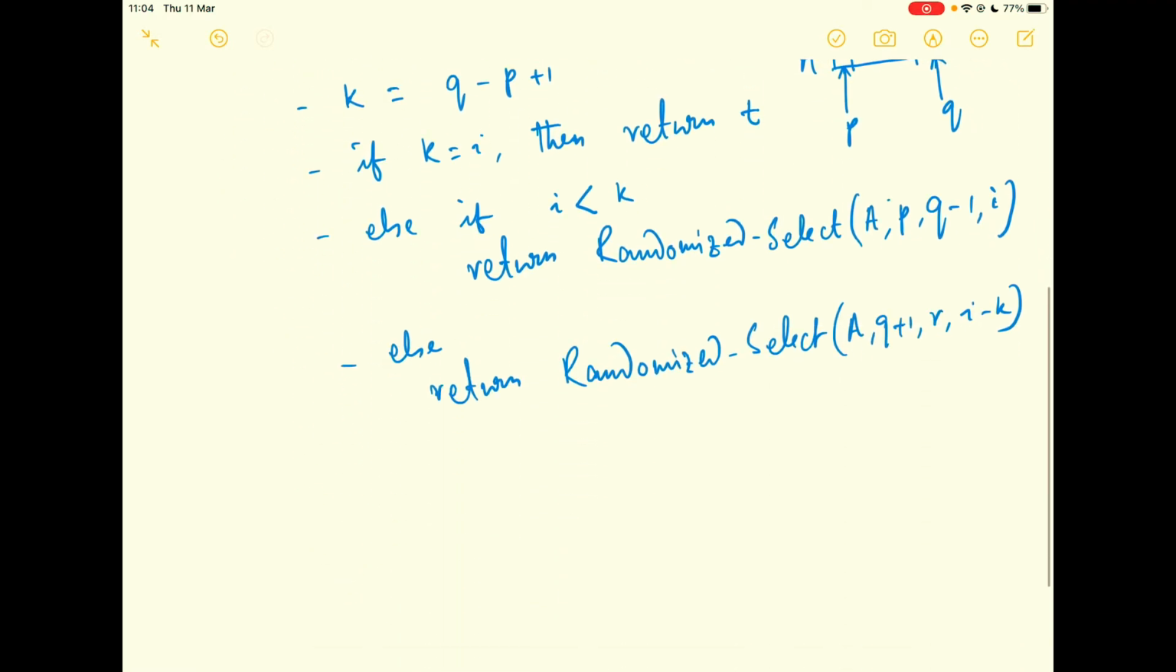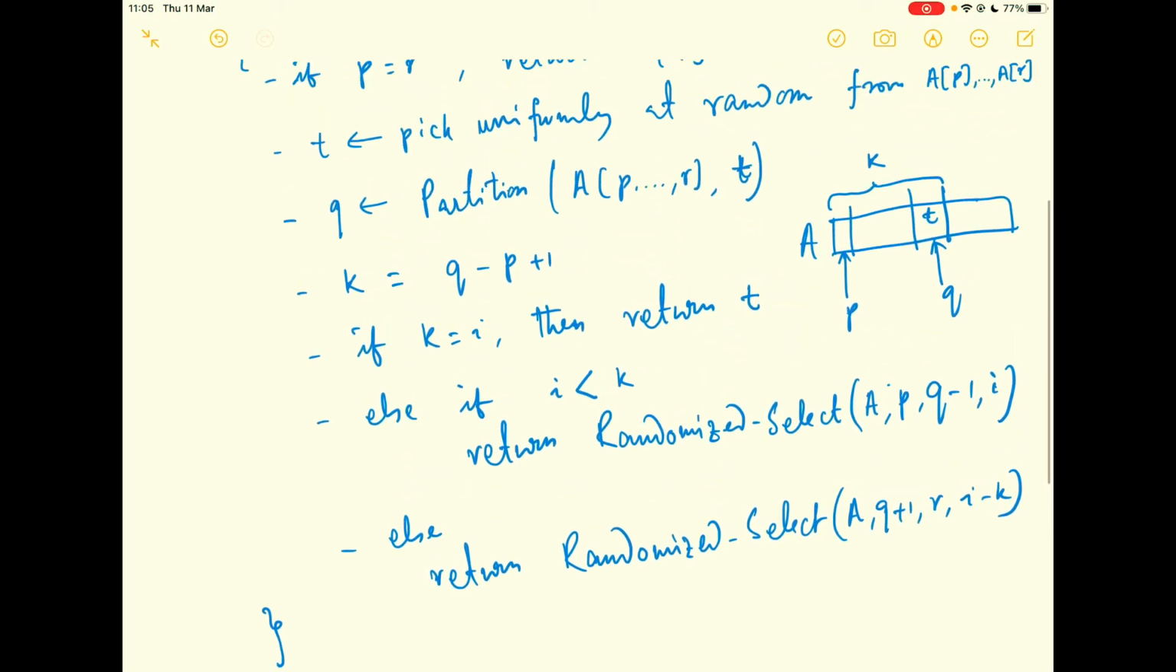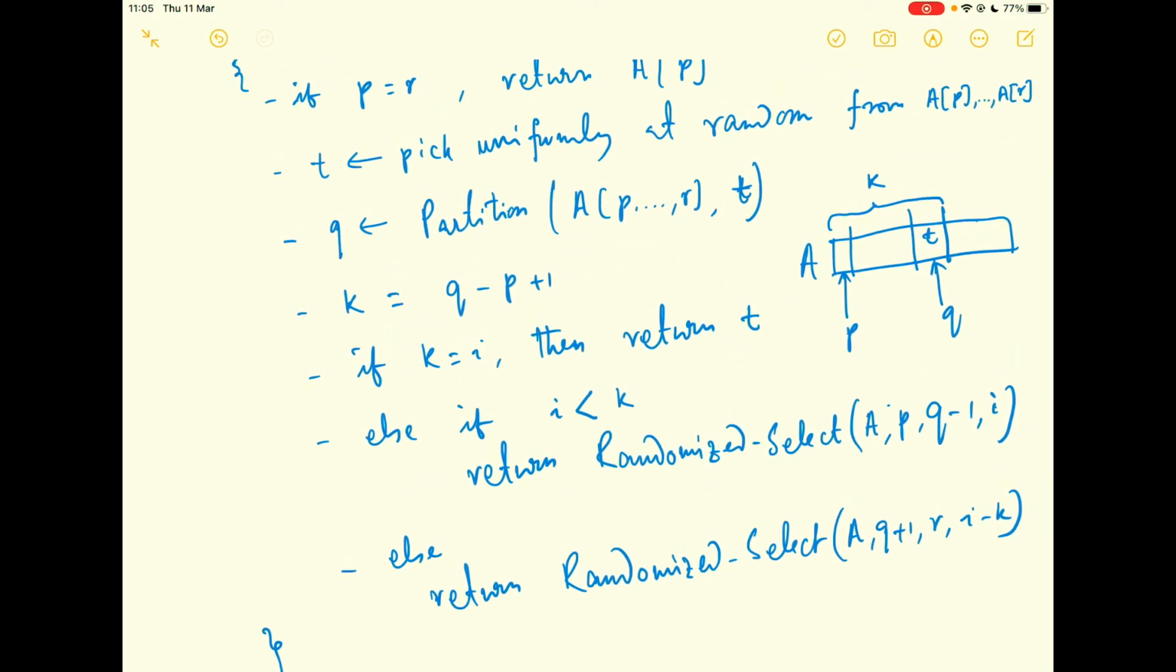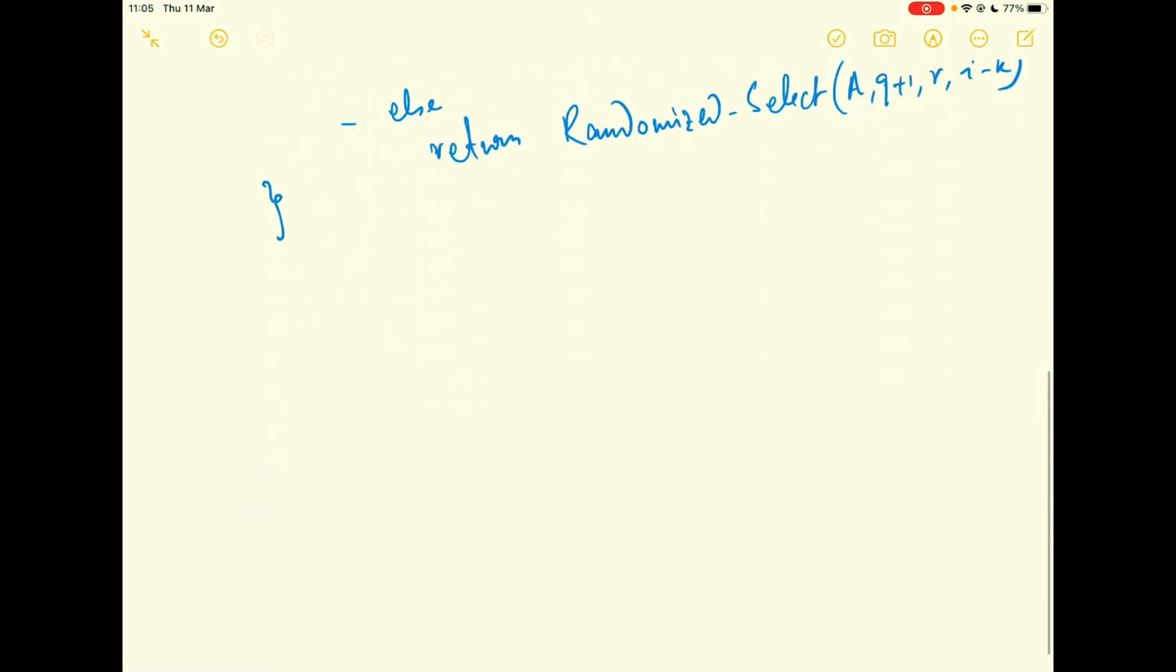Okay, so this finishes the description of randomized select. The way you analyze that the average case running time of quicksort is order n log n, in the same way, if you do the same analysis, it will turn out that the average case time complexity of this algorithm is order n.